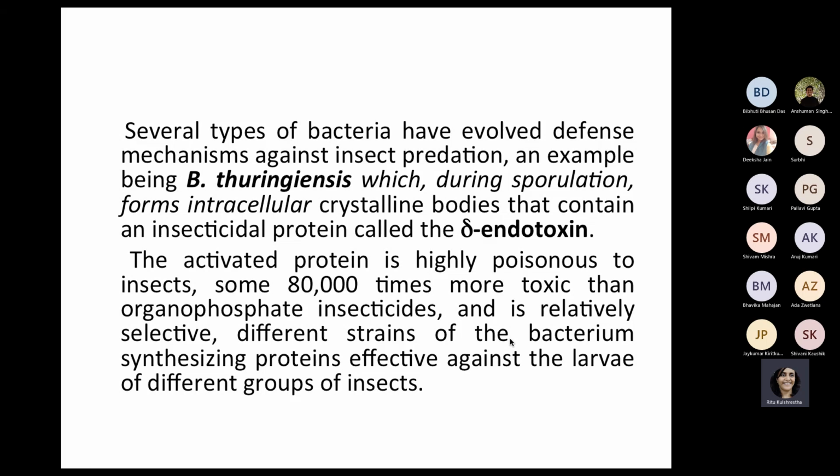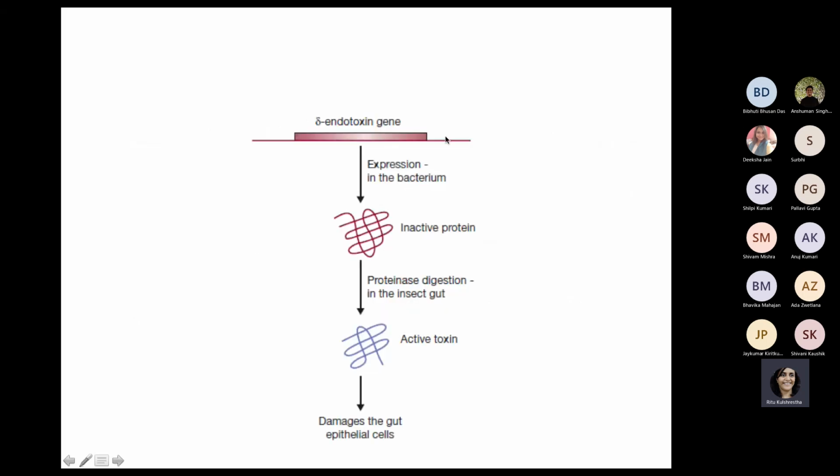So how does this delta endotoxin work? It is produced by the bacteria, and when the insect eats the bacteria, this endotoxin acts on its gut. It gets into the stomach, and at high pH it gets activated. Once we have an active toxin, it creates holes in the gut of the insect, and then the insect dies within a few days.